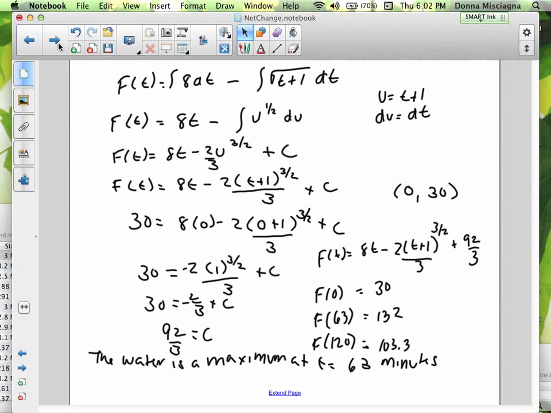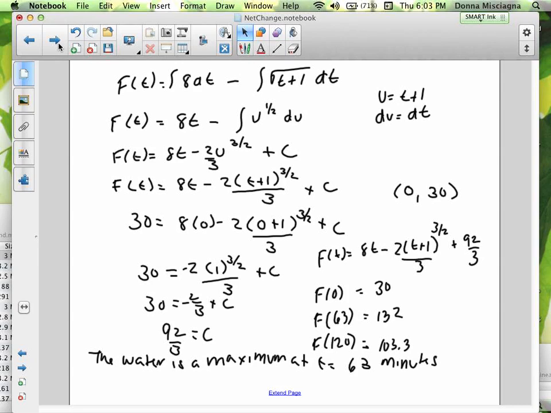So we do have to get our original function for the water here before we can find our absolute values. So I just plug in 0 for all the t's and set it equal to 30. So now I've got 30 equals negative 2/3 plus c, and we'll add 2/3 to both sides. So 92/3 was my c, which means my function, whose derivative is up above there, is 8t minus 2/3 times t plus 1 to the 3/2 plus 92/3.